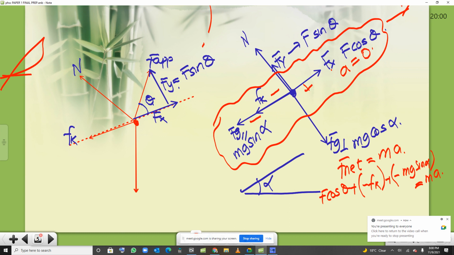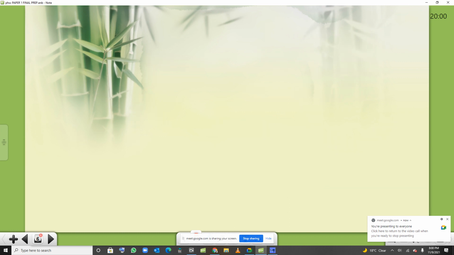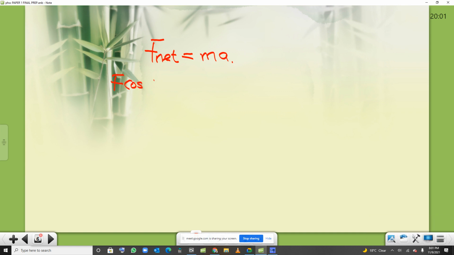I hope you guys got the whole formula thing. Let me try to redo the formula for those that I lost online. We said F net is equal to ma, using Newton's second law. Although we didn't state it, there are three forces. Number one, we said F cos theta, which is our parallel, plus negative friction, plus negative F_g parallel, which is mg sine alpha.